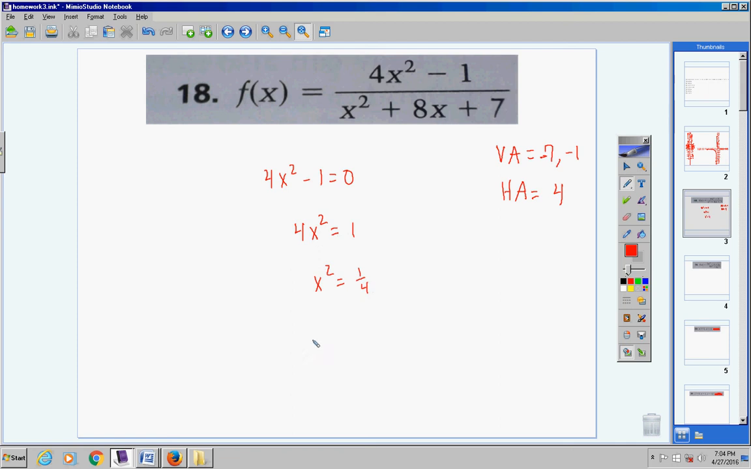Now take the square root of both sides, and x equals plus or minus the square root of 1, which is 1, and the square root of 4 is 2. So your x-intercepts are positive and negative 1/2.